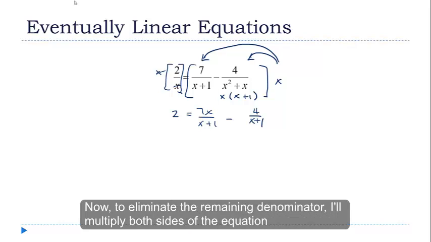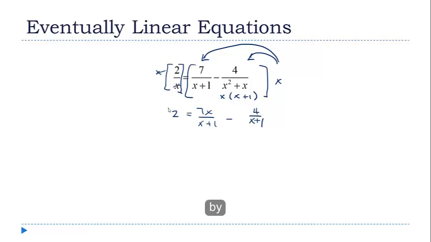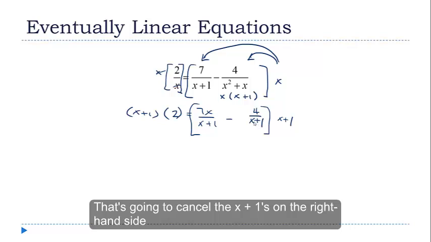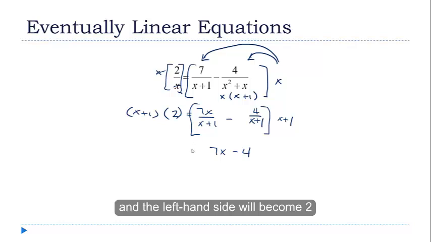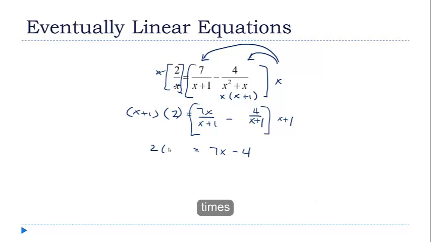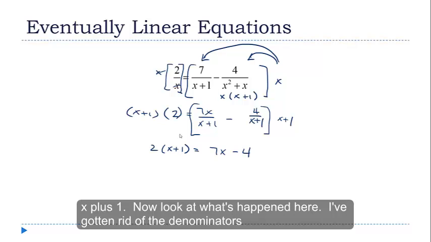Now, to eliminate the remaining denominator, I'll multiply both sides of the equation by x plus 1. That's going to cancel the x plus 1's on the right-hand side, leaving me with 7x minus 4. And the left-hand side will become 2 times x plus 1. Now look at what's happened here.